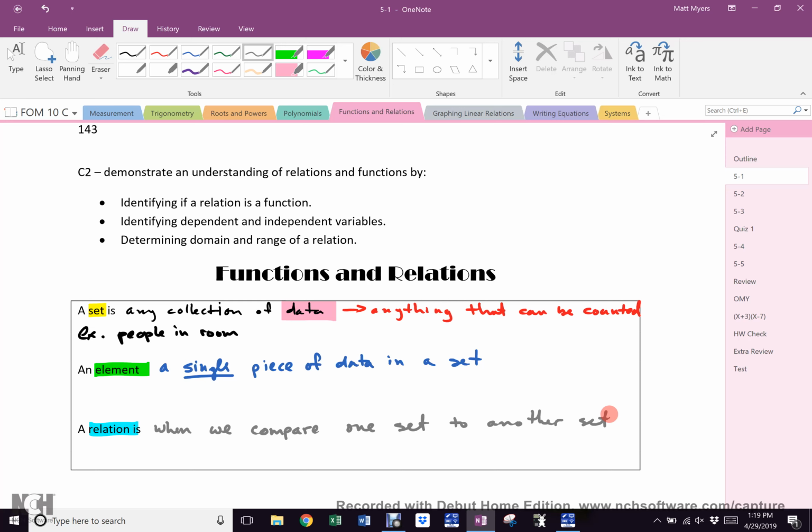2 different sets, yes? 2 different sets of elements. One of them, hair colors, has 5 elements, the 5 colors. The other set, people in the room, 30, because there's 30 of us. Everybody cool? So as long as we are comparing one set to another set, we have what we call in math a relation. All right? Everyone's good? Okay.